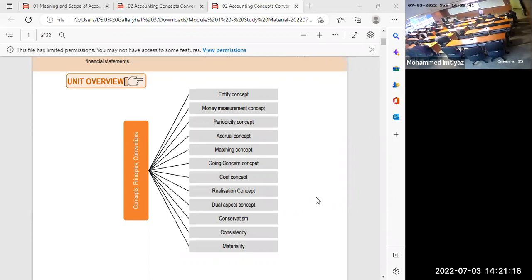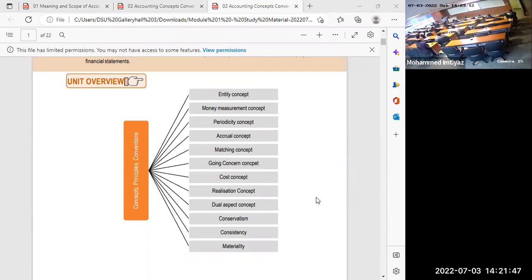Revenue and expenditure of a particular business for a particular period of time should be matched with each other to find out the profit of the business. We already discussed the equation, income minus expenditure. Next one, going concern concept. The business is expected to go on forever. The business is not started for closing it. The business is expected to be there forever.